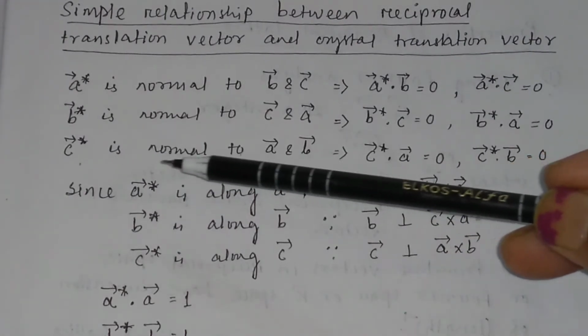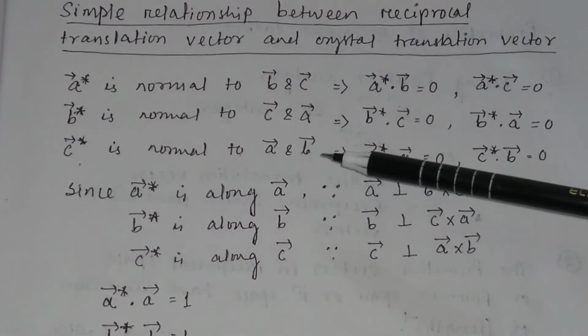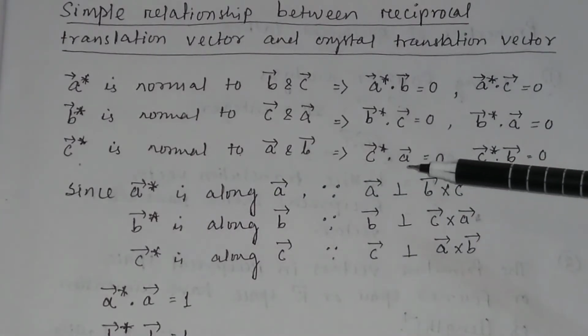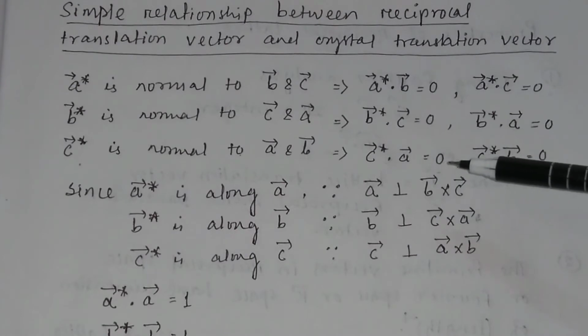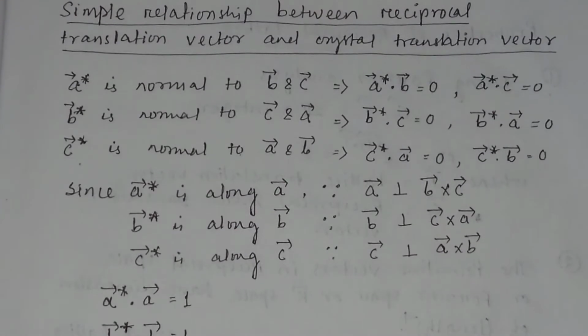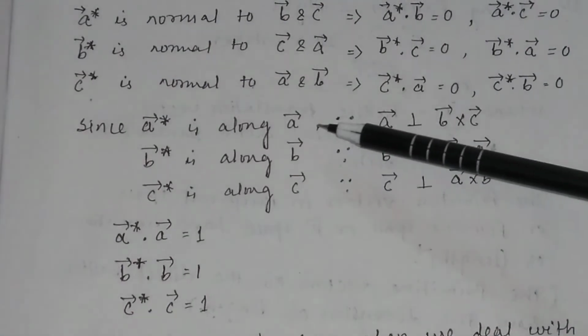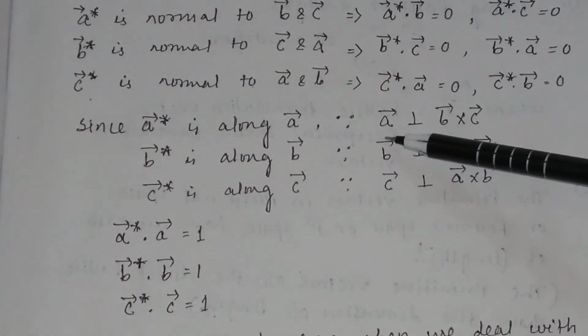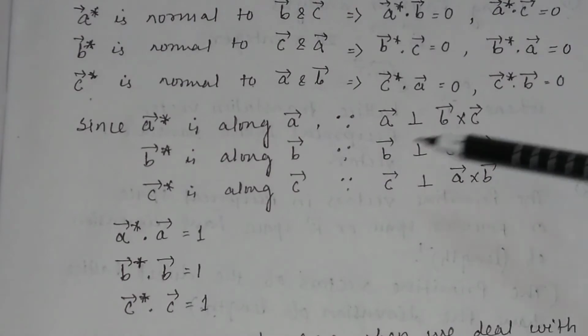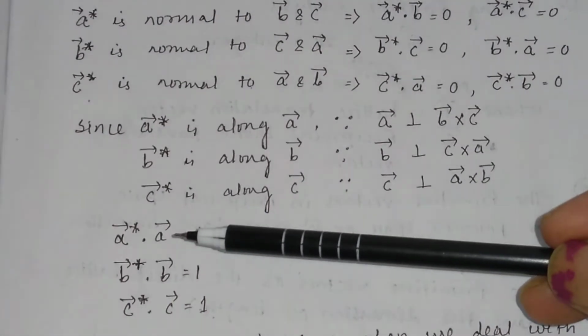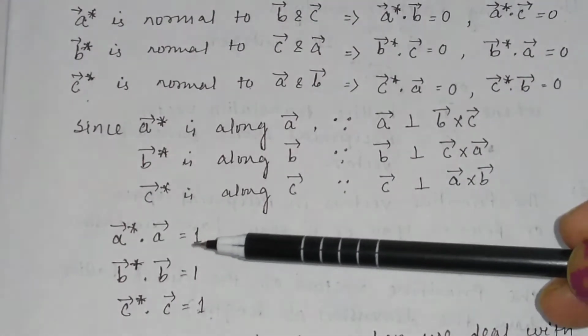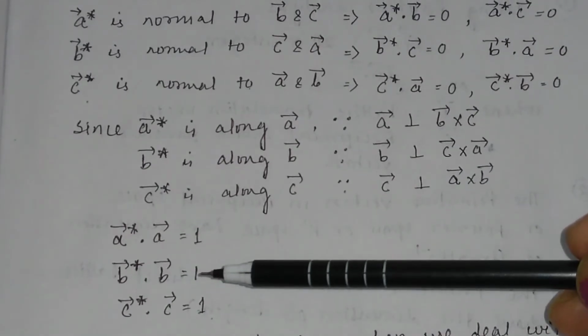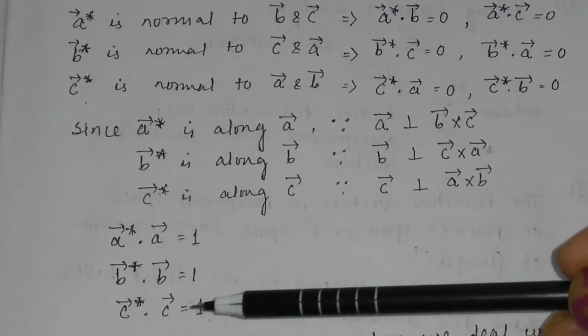Similarly, C star is normal to A and B. So you may write C star dot A equal to 0 and C star dot B equal to 0. Since A star is along A, because A is perpendicular to B cross C, we may write A star dot A equal to 1. Similarly, B star dot B equal to 1 and C star dot C equal to 1.